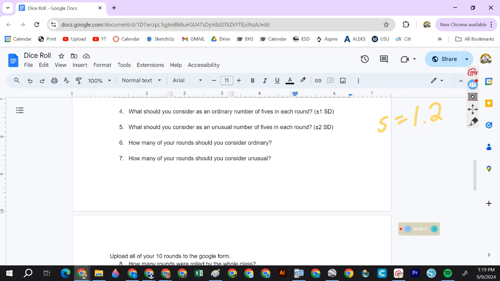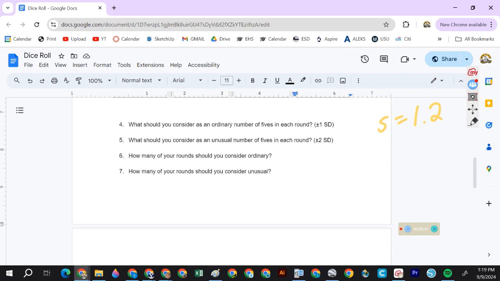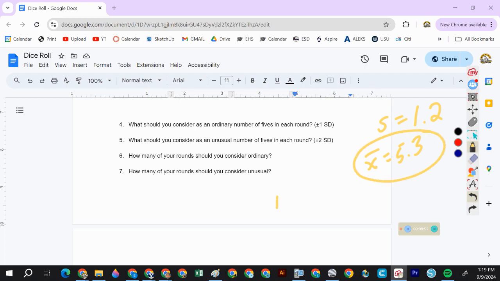What should you consider as an ordinary number of 5s in each round? Should we base, my average was 5.3. Should we base the ordinary amount on my average of 5.3 or on the expected value of 5? Off of the expected value, right? We're assuming that the dice are fair.